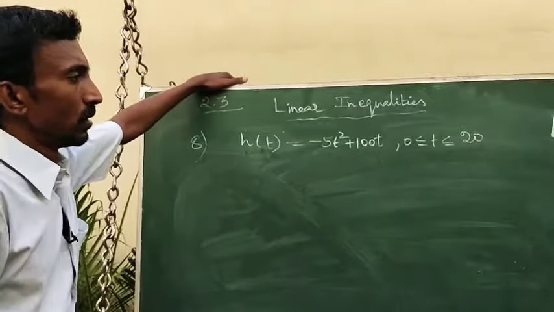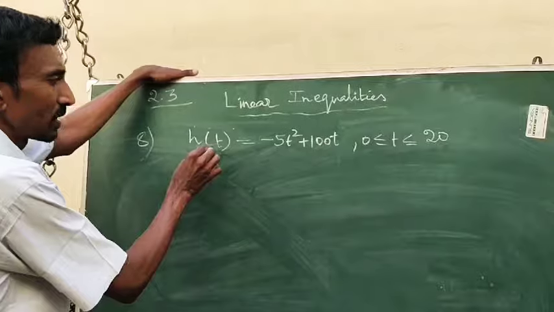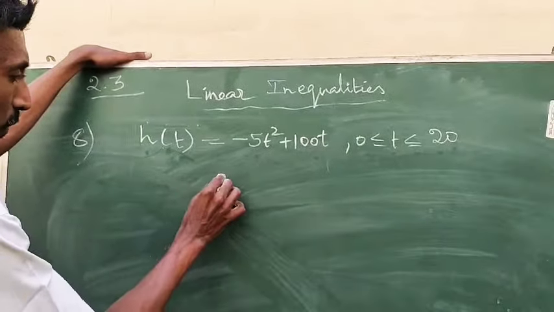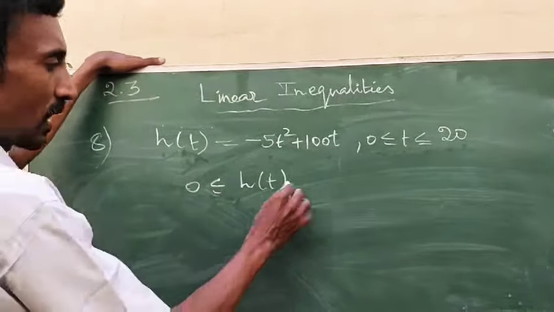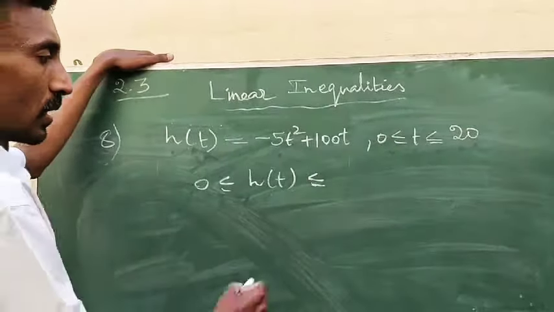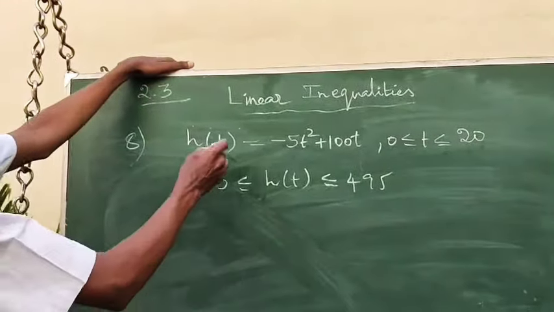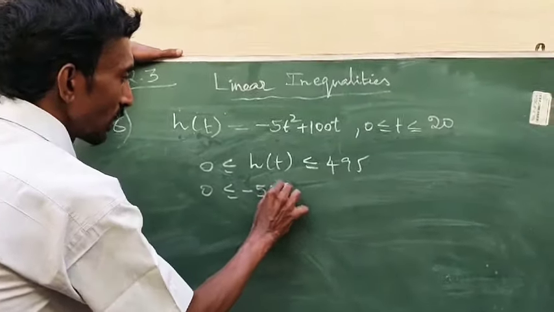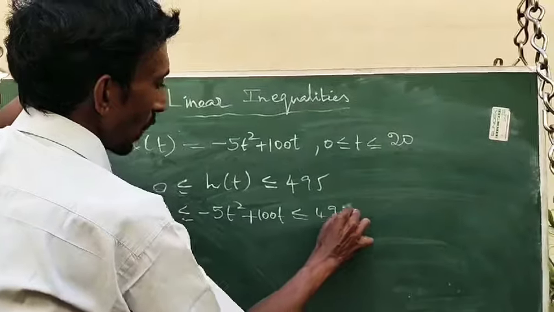So initially it is given condition, the initial height must be 0. So h of t must be 0 less than or equal to h of t less than or equal to 495. So what is h of t? 0 less than or equal to minus 5t square plus 100t, less than or equal to 495.